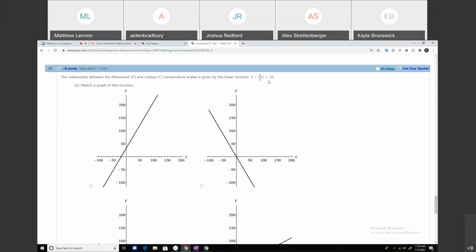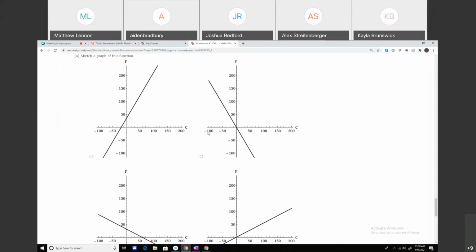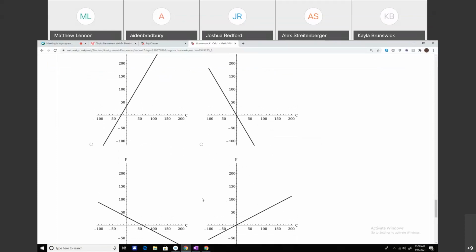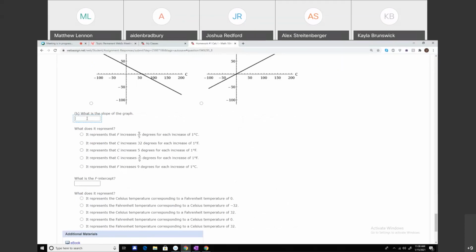Okay, so we know it should be going up and it should have a y-intercept of 32. That rules out B and C. Those have negative slopes. D, it looks like it's going through 0, 0. So we know the graph has to be A. What is the slope of the graph? Well, that's the 9 over 5.